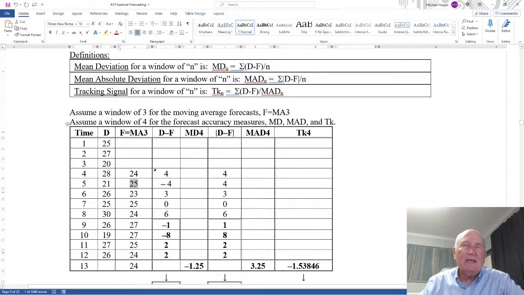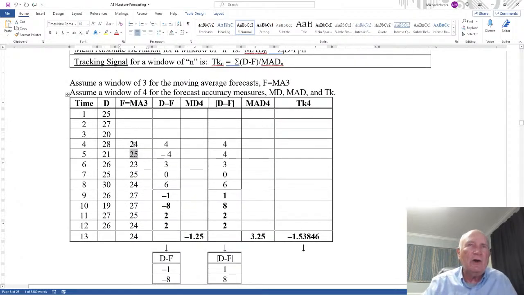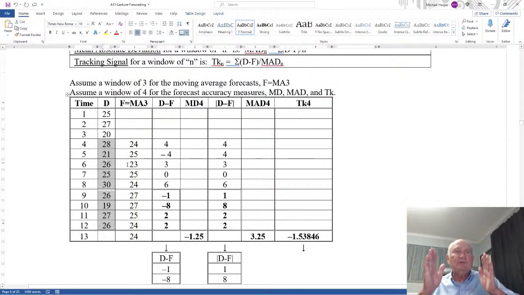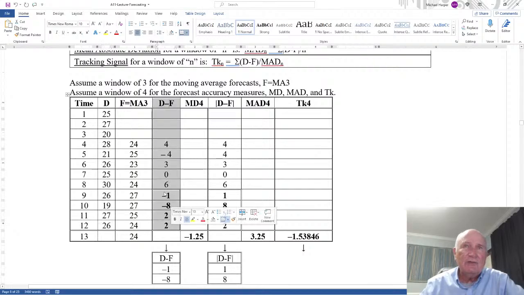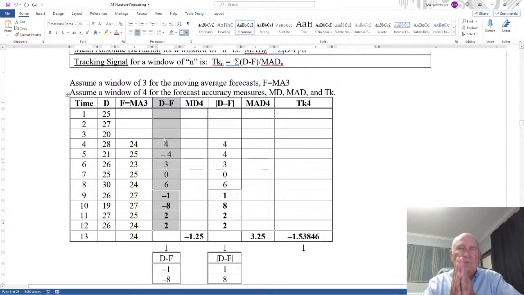Okay, then I say, well, how good are these forecasts? Well, the closer these forecasts are to the time series, the demand data here, the more accurate they are, the better they are, the more reliable. Well, how can we measure how close they are? Simply by taking the difference, D minus F. The closer those differences are to 0, the closer my forecasts are to my demand data, and the more accurate that technique and my forecasts are.